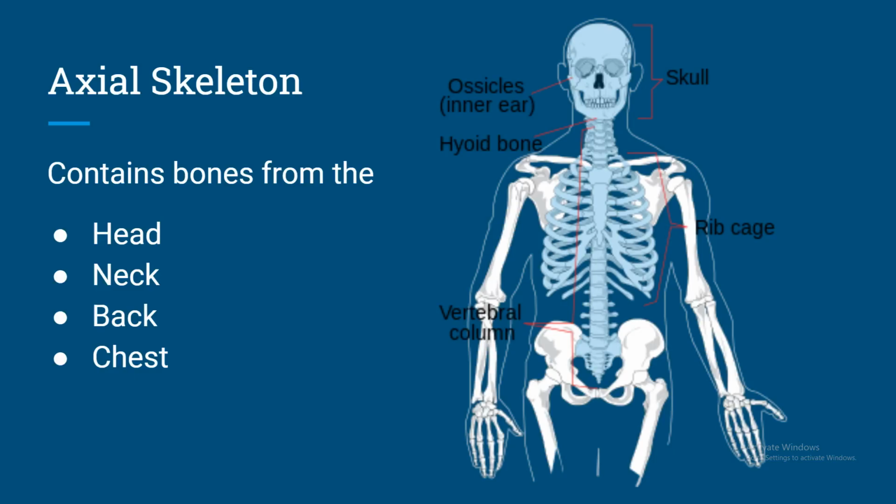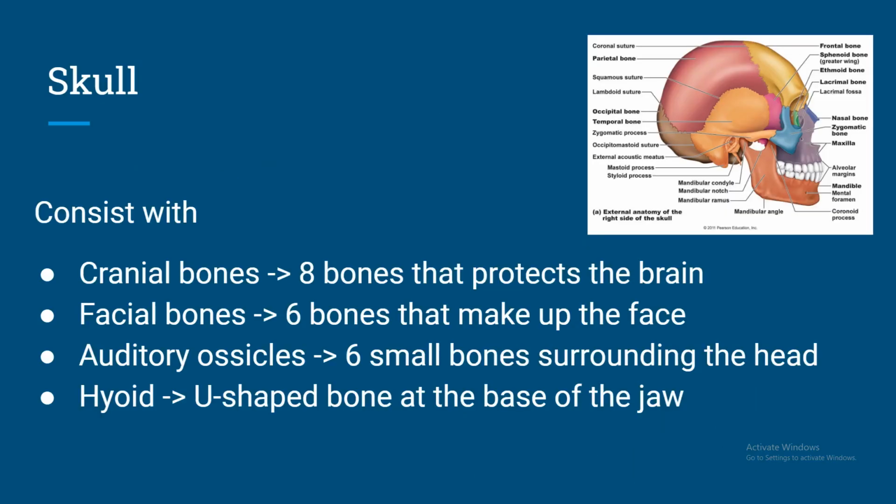The axial skeleton contains the bones from the head, neck, back, and chest. The head, or the skull, consists of cranial bones, facial bones, auditory ossicles, and the hyoid.